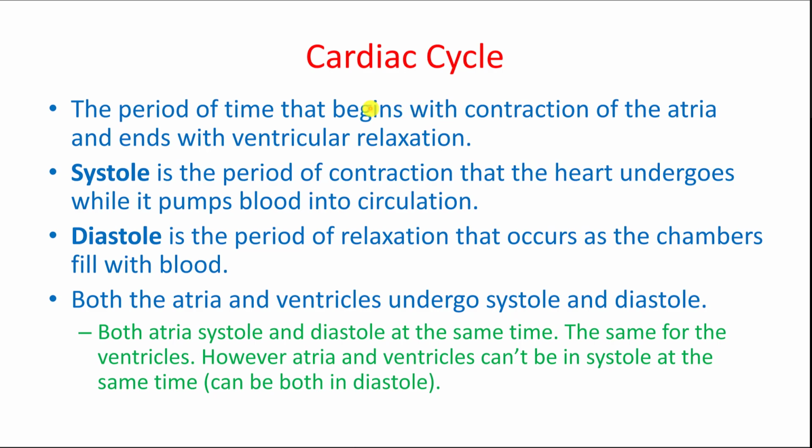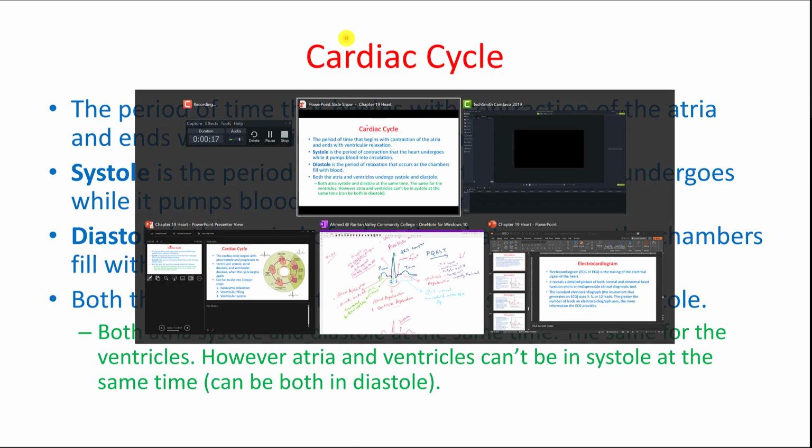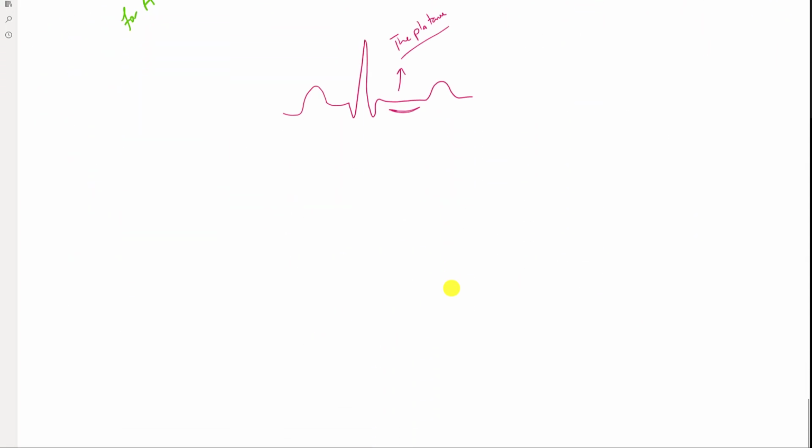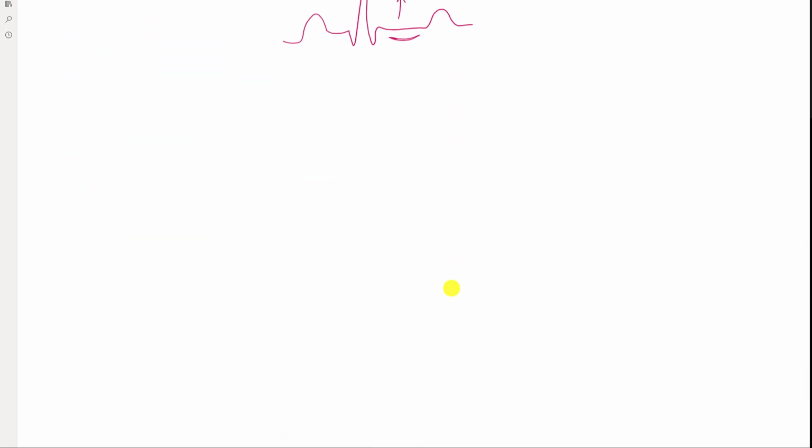Let's talk now about the cardiac cycle. And the cardiac cycle, what we'll try to see, we will try to put all of the information that we learned so far into one big process. Okay? And to understand this, we need to understand a few other things before that. Some terms and some concepts.